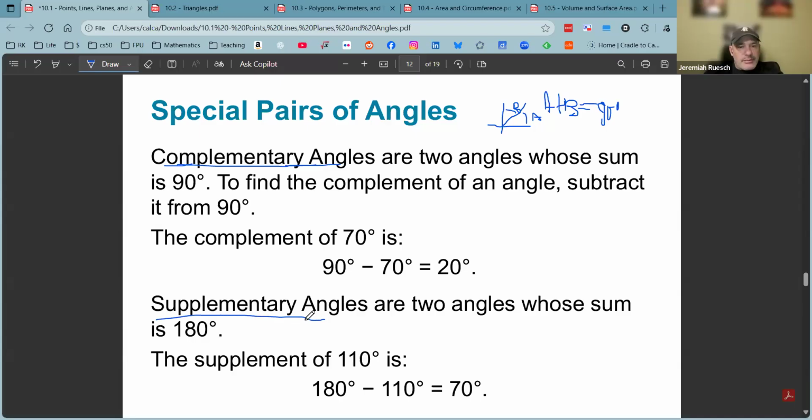Supplementary angles are very similar. In that situation, let's say you have this angle A and this angle B, and the total measure is 180 degrees. In other words, the measure of a straight line is 180 degrees, and that's equal to A plus B. These are called supplementary when their sum is 180 degrees. They're complementary if they equal 90 degrees.